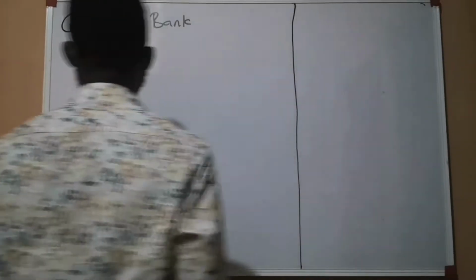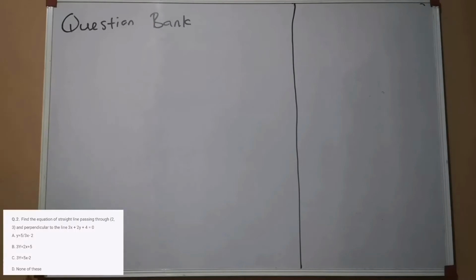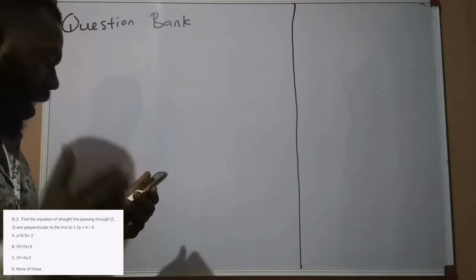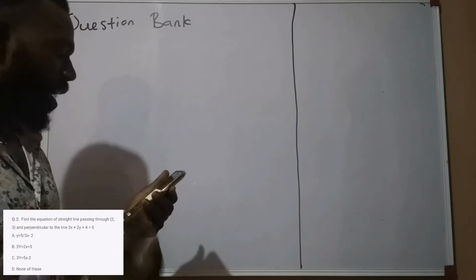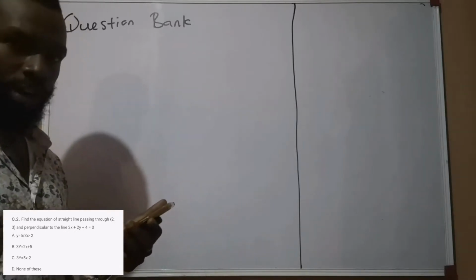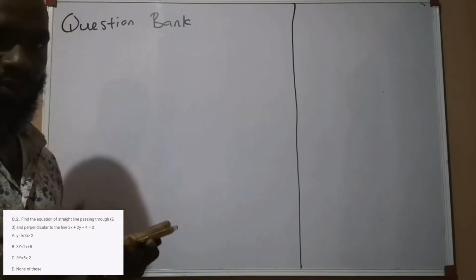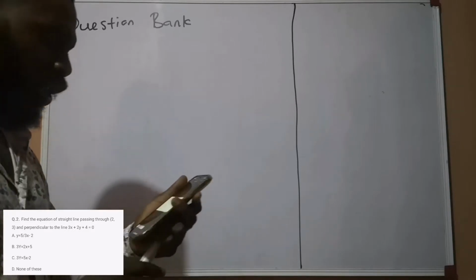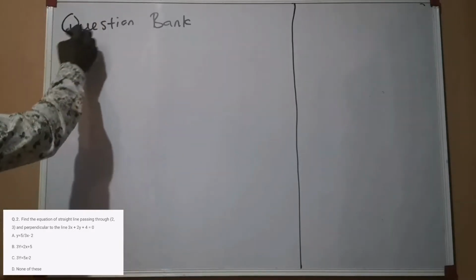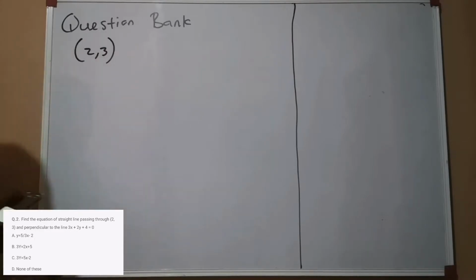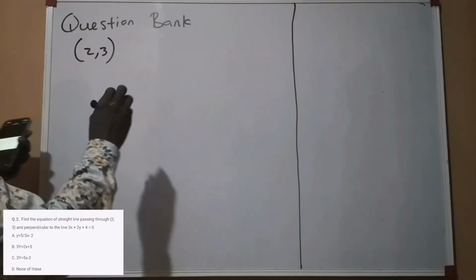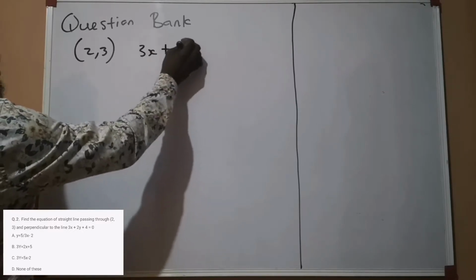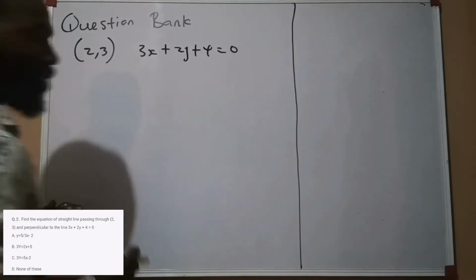Okay, the first question here says, find the equation of a straight line passing through the points 2, 3 and perpendicular to the line 3x + 2y + 4 = 0. Find the equation of the straight line. Now, first of all, if you take a look at that question very well, you will understand that a point was given, 2 and 3, and then a line was given, 3x + 2y + 4 = 0.